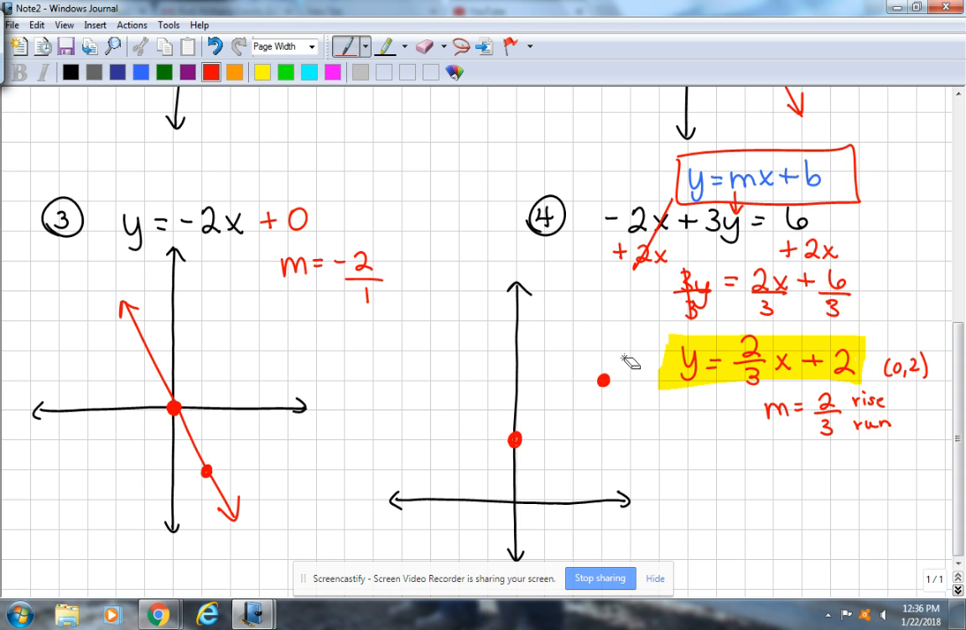Mine didn't really hit my points very good. And then put arrows on it because these lines extend forever. So hopefully this refamiliarized you with graphing equations of lines in slope-intercept form and then how to put lines in slope-intercept form. Have a good day.